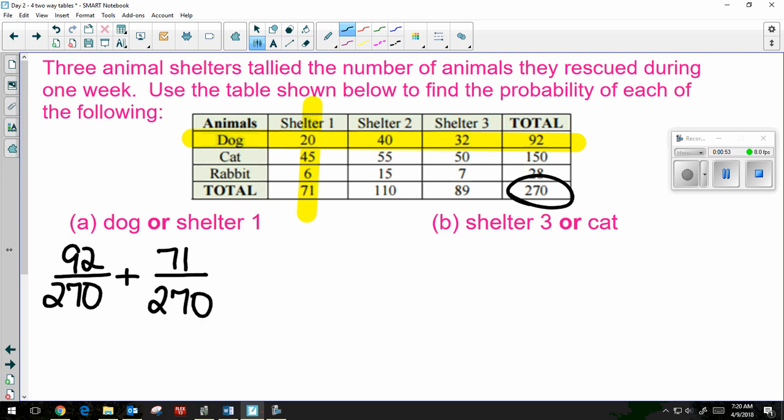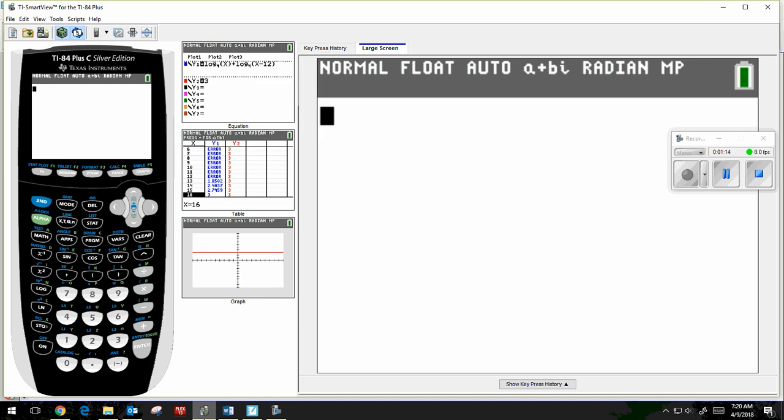But if you notice, my highlighting crisscrossed at one spot. It crisscrossed at 20 because that is the number of dogs that were in shelter 1. So those dogs were counted 2 times. So that means I have to subtract that overlap of 20 over 270. And now I can type this in my calculator.